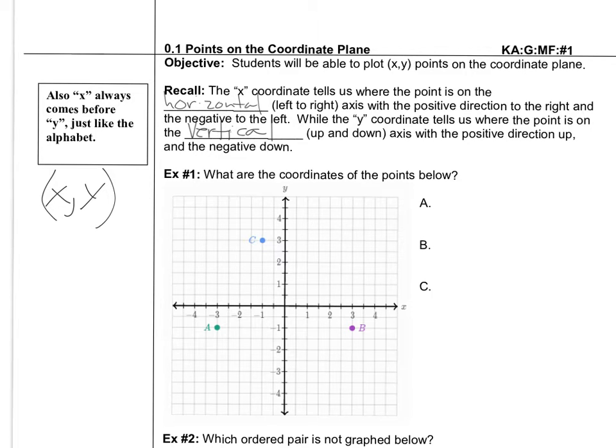Well, I'm going to do A with you. Remember, we're going to do the x first. So all I do is just look at this line and see where that point is. Well, it's right at -3. So I'm just going to say it's -3, comma, and now I'm going to look at the y. That point along the y-axis is right here. It's down 1. So A is at -3, -1. That's all there is to it.